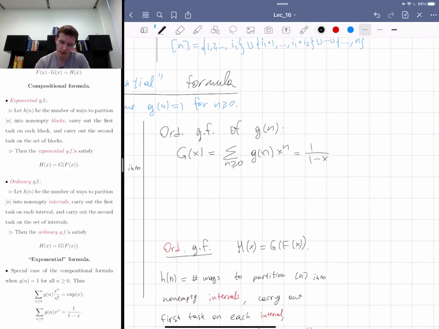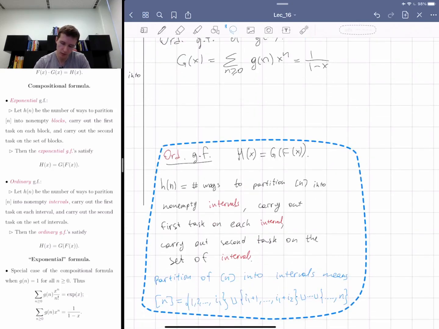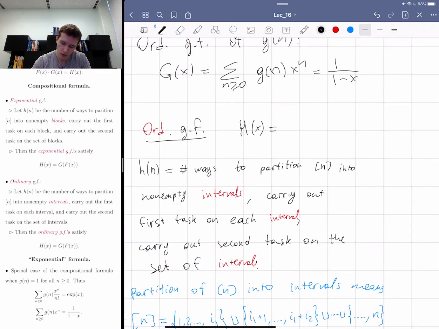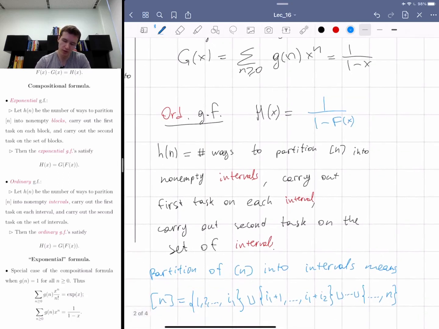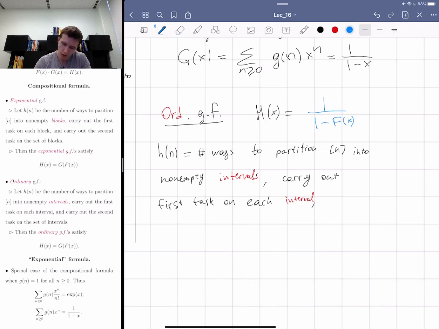And in particular, if I now apply the compositional formula, what I'm going to get is 1 over 1 minus f of x. So h of n is going to be the number of ways to partition bracket n into non-empty intervals, carry out the first task on each interval, and then that's it. So here the formulas actually look different. The proofs are all the same, and that's it.